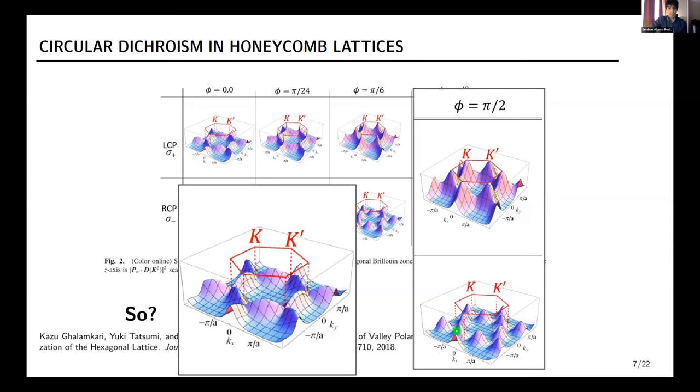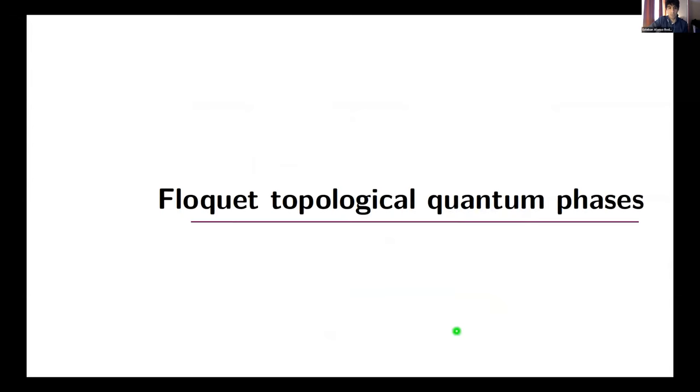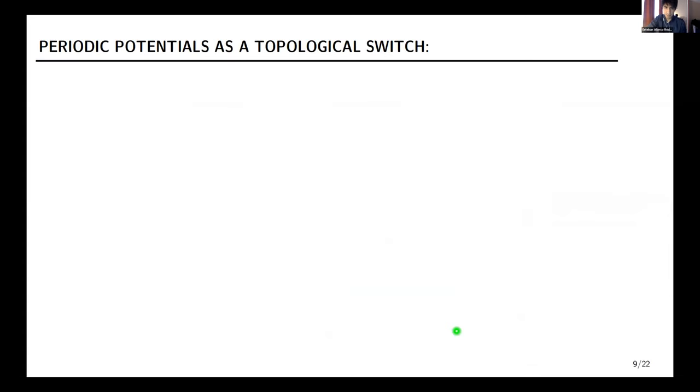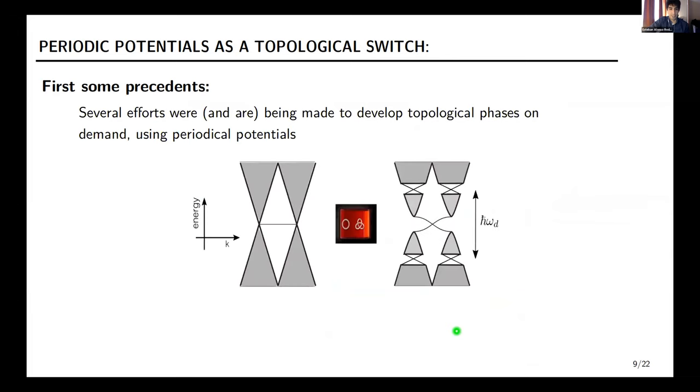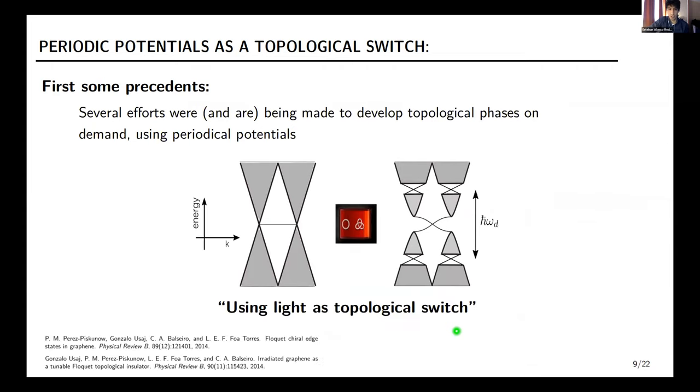Okay, so now we will move to the Floquet topological quantum phases. As a first precedent, I will tell you in a nutshell the story that quite several years ago, there were proposals to induce topology in graphene using circularly polarized light. So they induced topological behavior.